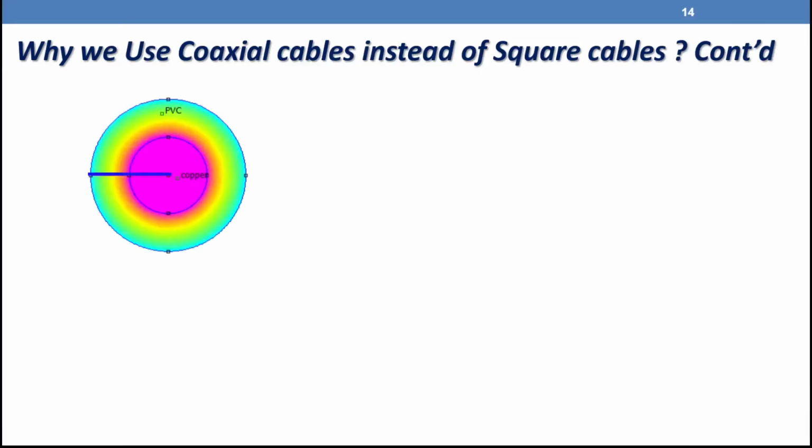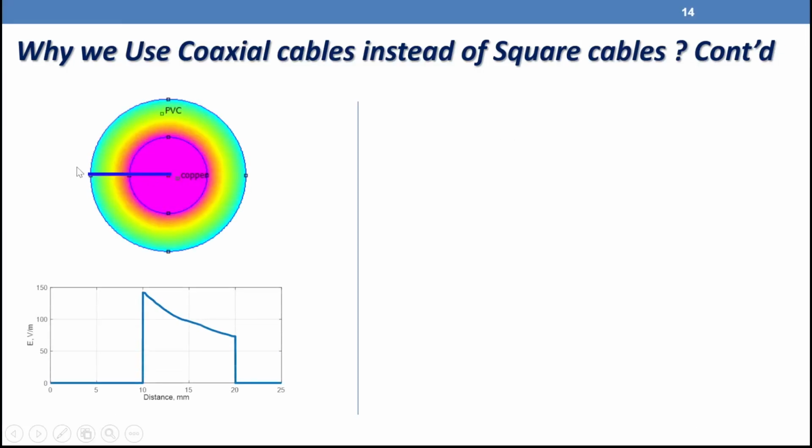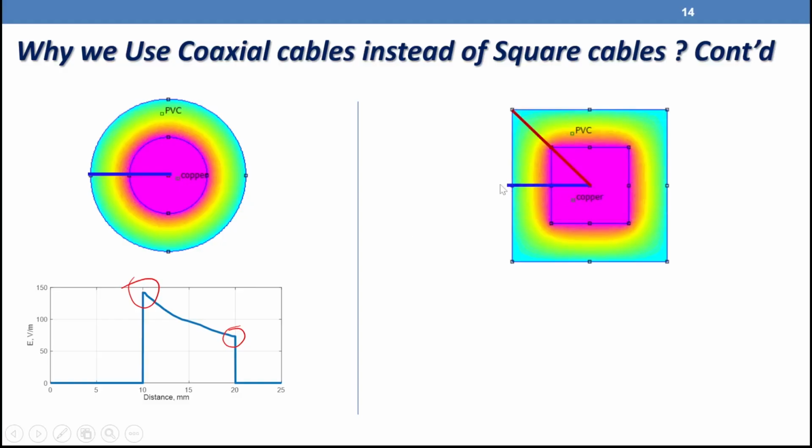What about the electric field? For the cylindrical cable, we have a contour line, the blue one. So we have a maximum electric field of something like 140 volt per meter, and a minimum of something like 70 volt per meter, and that one is expected. What about the square cable? We have a blue line and the red line. For the blue line, it should be close to what we saw in the cylindrical one, but for the red line, we don't know what the results will be.